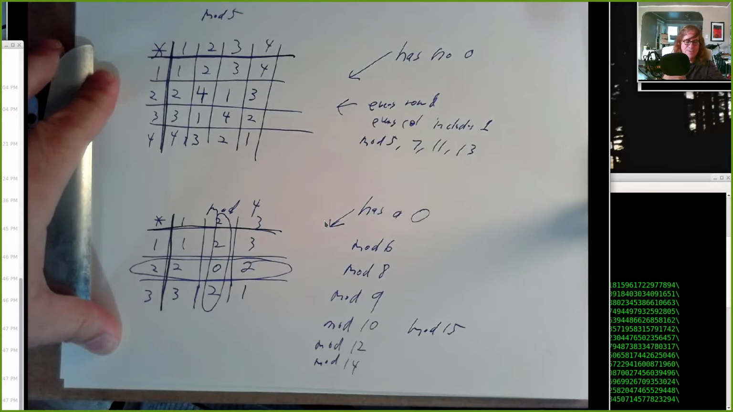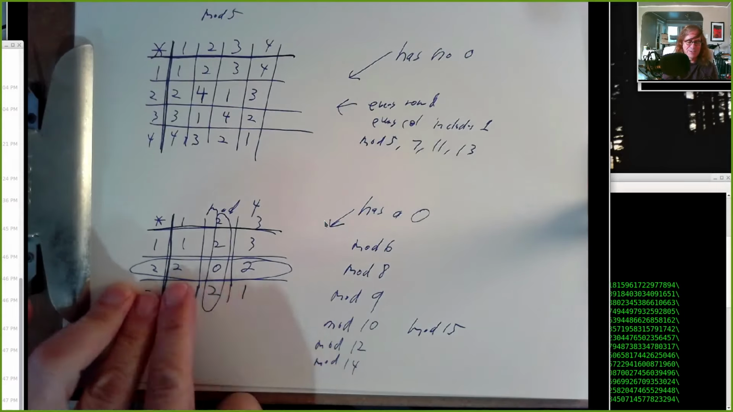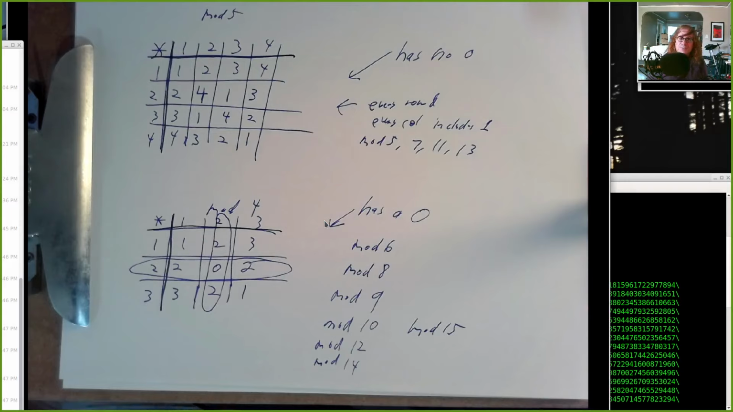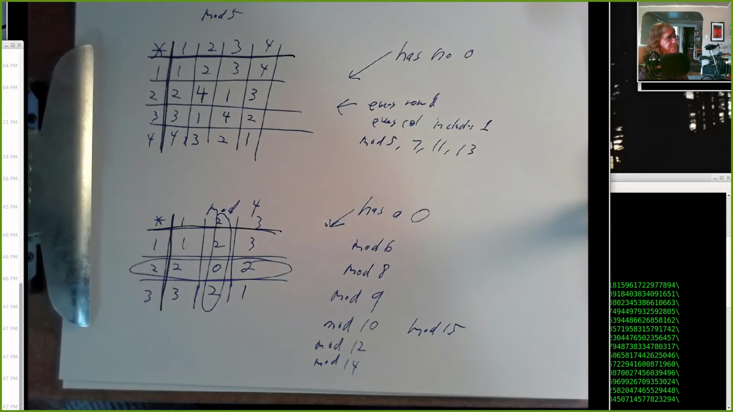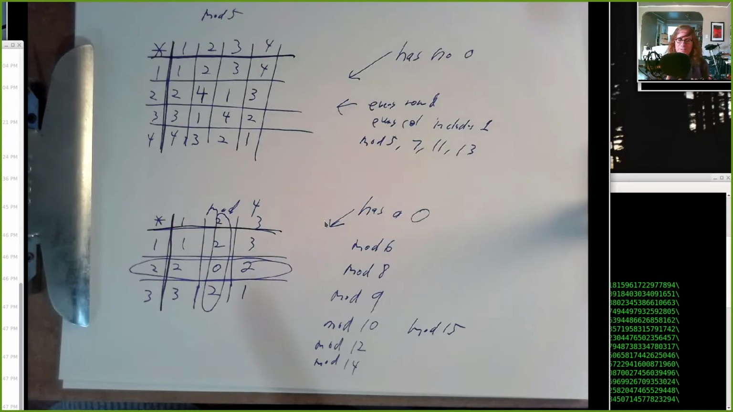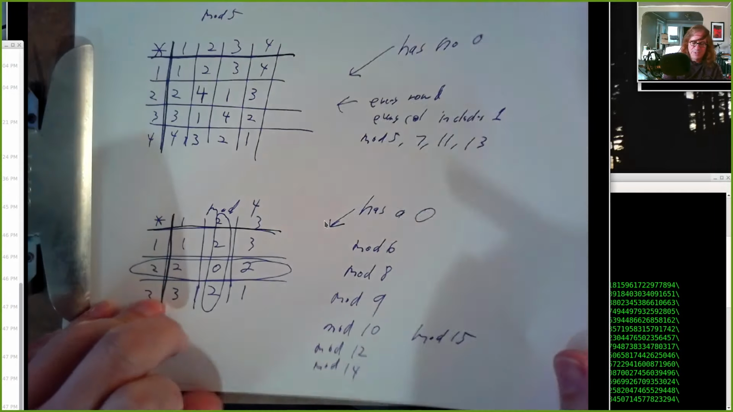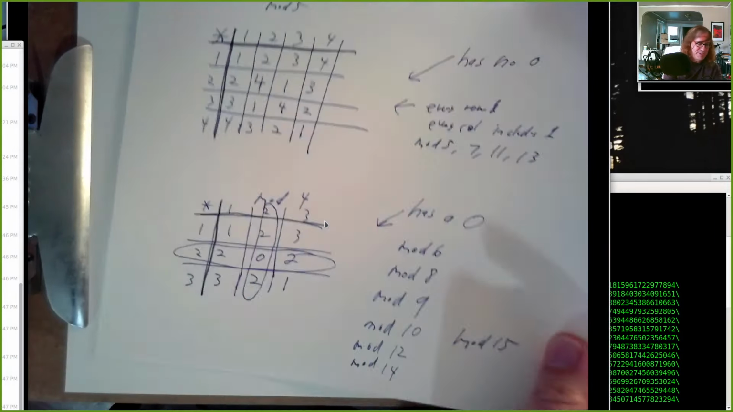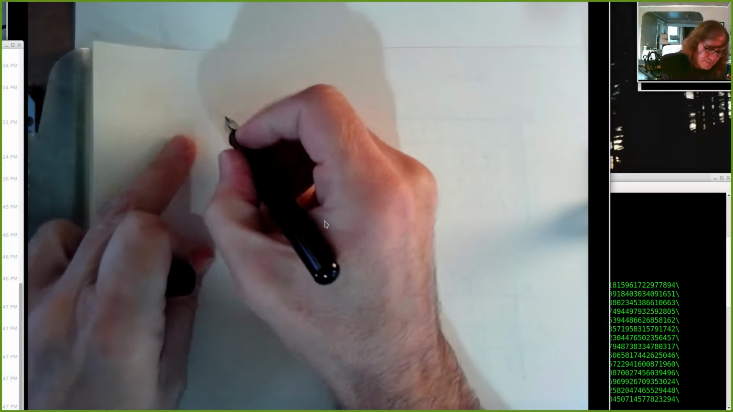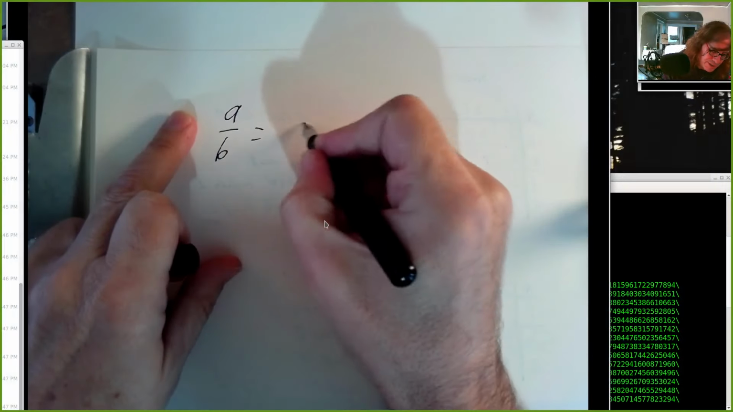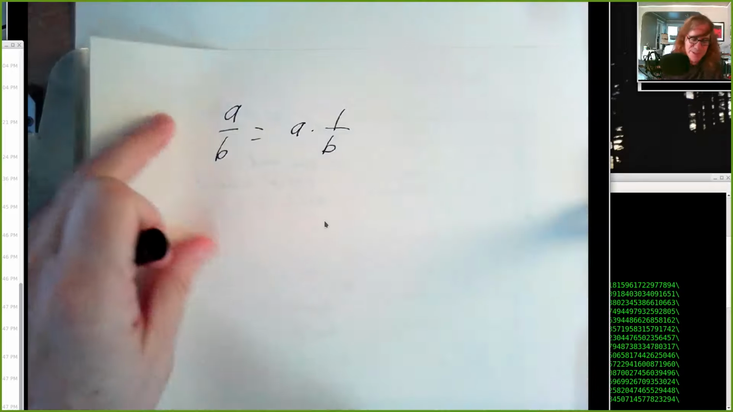Modulo a non-prime number, there will be zeros in here, and there will be rows that don't contain a 1. And so there's this link between prime numbers and the behavior of these simple multiplication tables. And this leads us directly into division, because what is division? Division, if we want to do something like A divided by B, is really A times 1 over B.